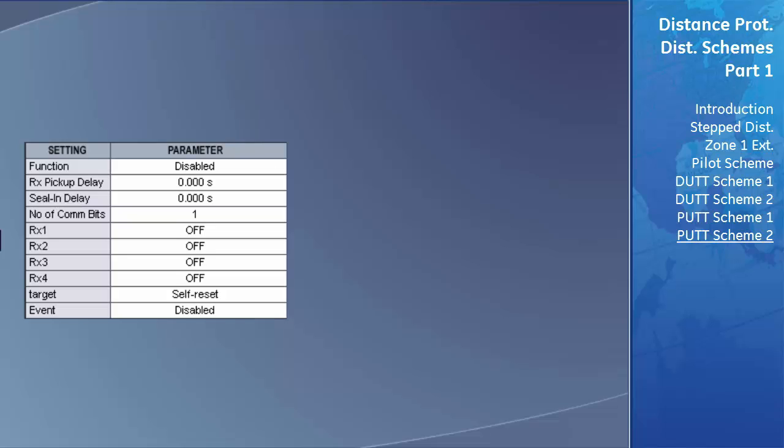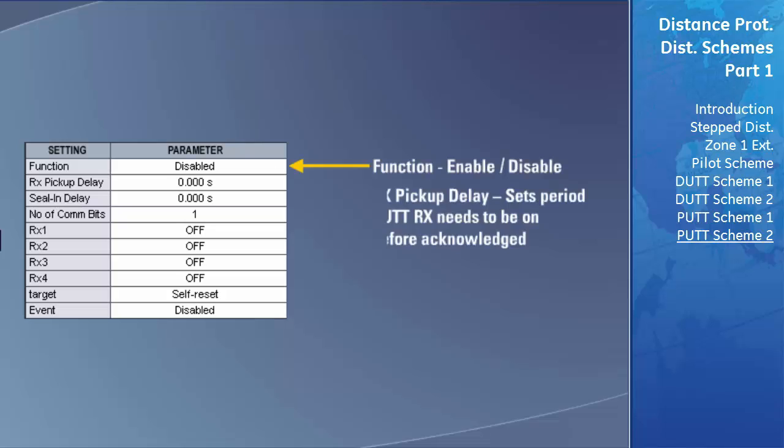As for all schemes, before the PUTT scheme can be used in the relay, it must first be enabled in the function field. The RX pickup delay field is used to cope with false signals that may be received over power line carrier communication channels. Adding a delay to this field means the PUTT scheme will not accept the PUTT receive signals as being on until the signal has been in this state for a period longer than the RX pickup delay. Setting a delay here will increase the overall response time of the scheme.